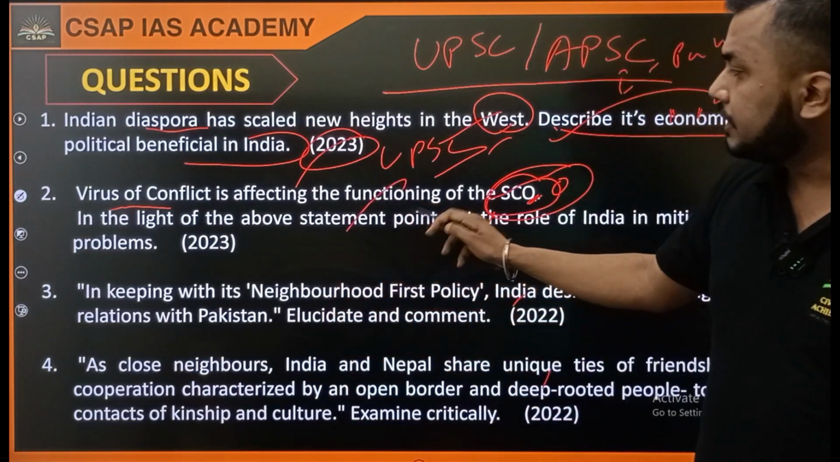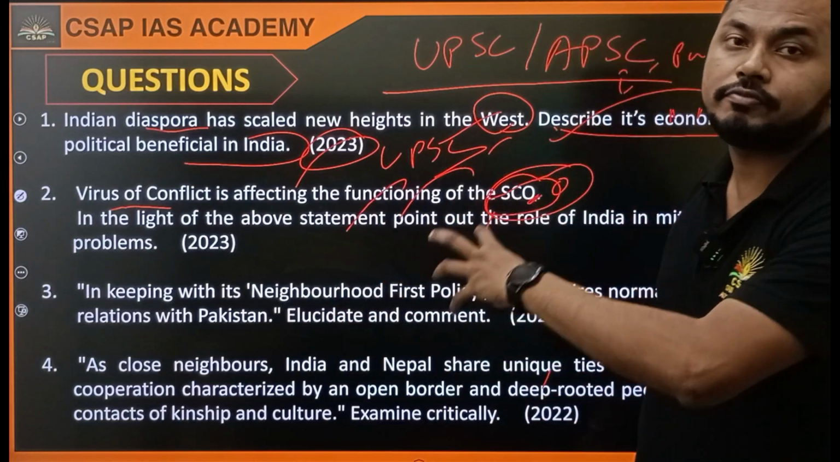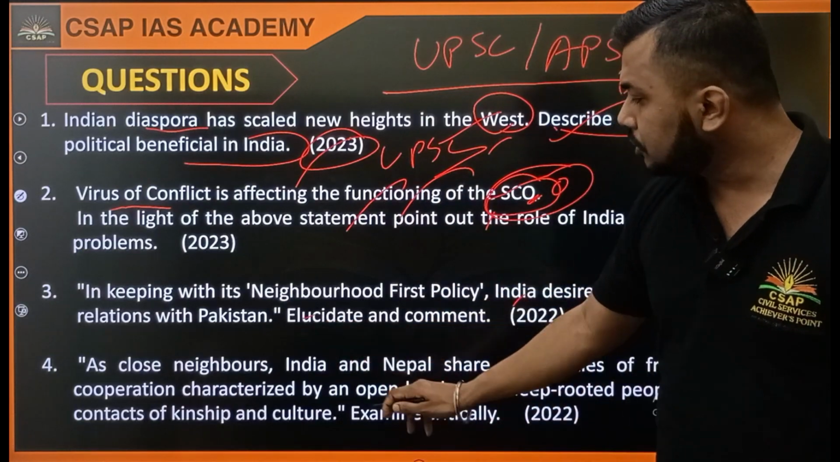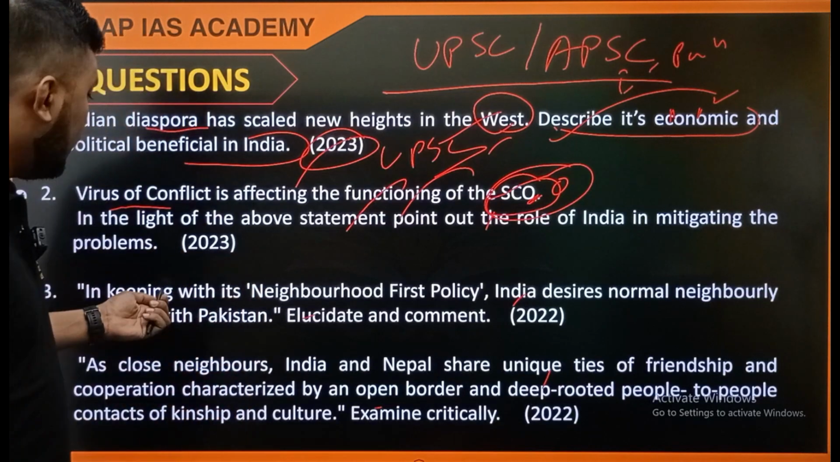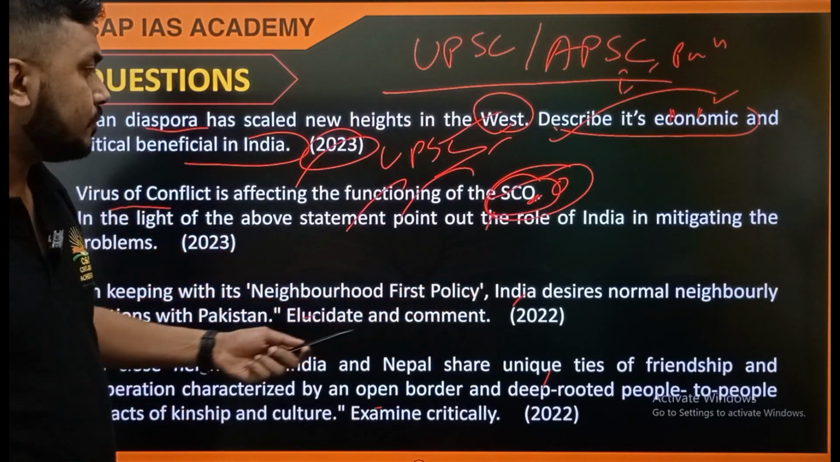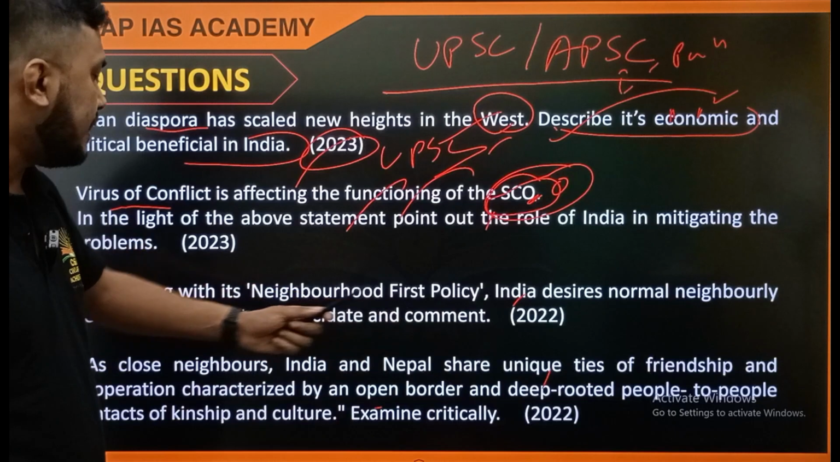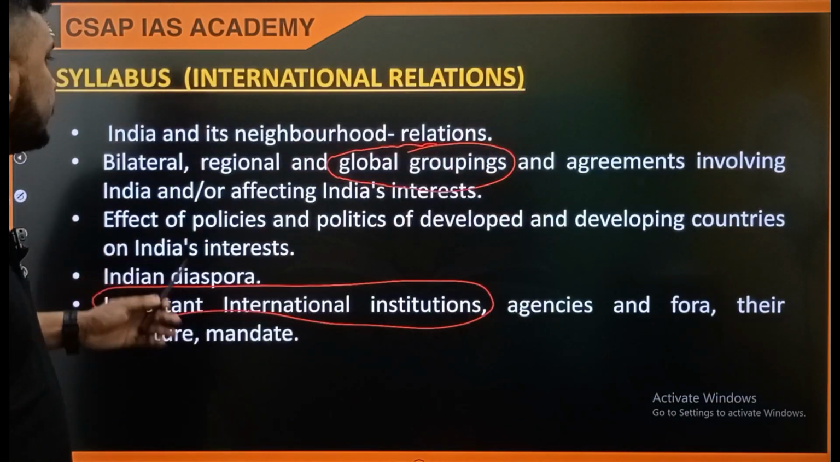Okay, so therefore this type of question is basically asked, which has been reflected in our syllabus. Then if I come to APSC related questions, here what will you see: in keeping with its neighboring first policy, India describes normal neighborhood relations with Pakistan, elucidate and comment.